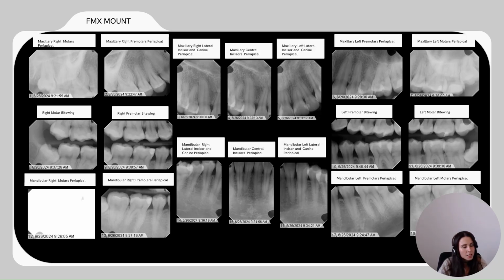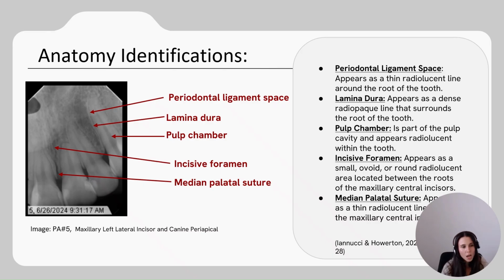This slide is the patient's mounted full mouth x-rays that were taken in June of 2024 and will be used for the rest of this presentation. I will be going over the anatomy identifications using the 2024 full mouth x-rays.